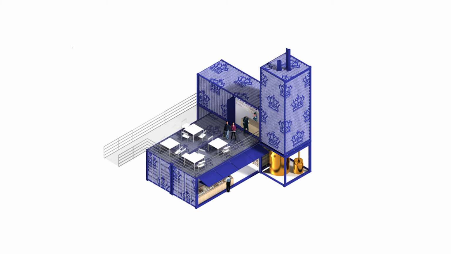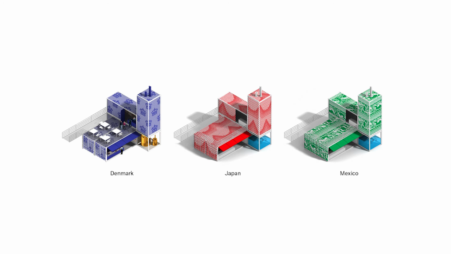In this case, it will be a Danish themed station. You can see there's a beer station there, and the graphics will have the crowns from Denmark. And then we developed several more. You see the station from Japan, and the station from Mexico, for example, in which you would see the Inca graphics throughout.